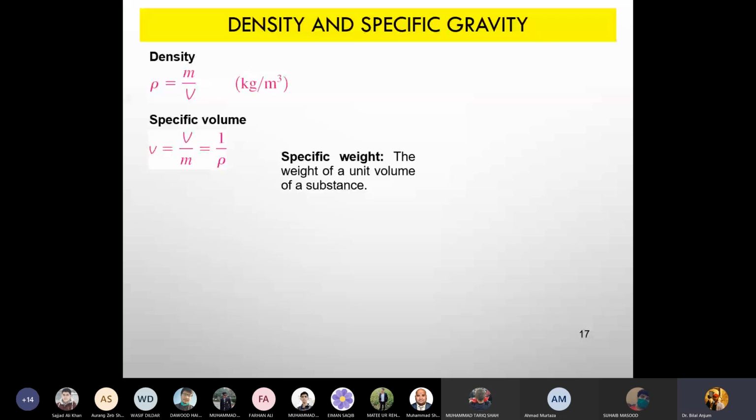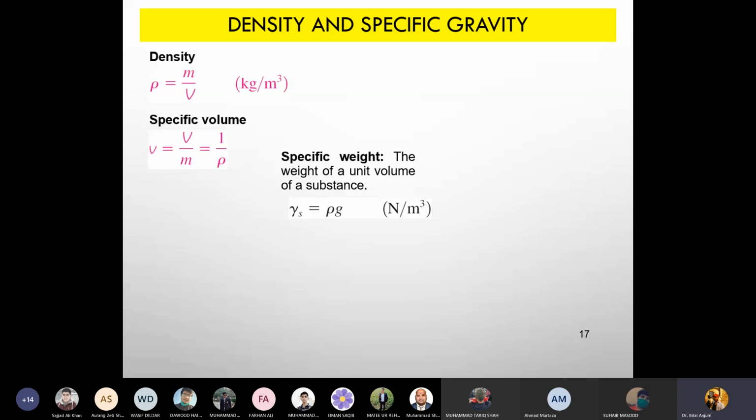Another term that we have is specific weight: the weight of a unit volume of a substance. How do you define it? You define it as density multiplied by the acceleration due to gravity. Does it make sense? If I have density written on top, which is mass over volume, how can I convert the mass into weight? Multiply by g. So essentially, mg divided by the volume would give me the weight per unit volume. Is it clear? Does anyone have any doubt?